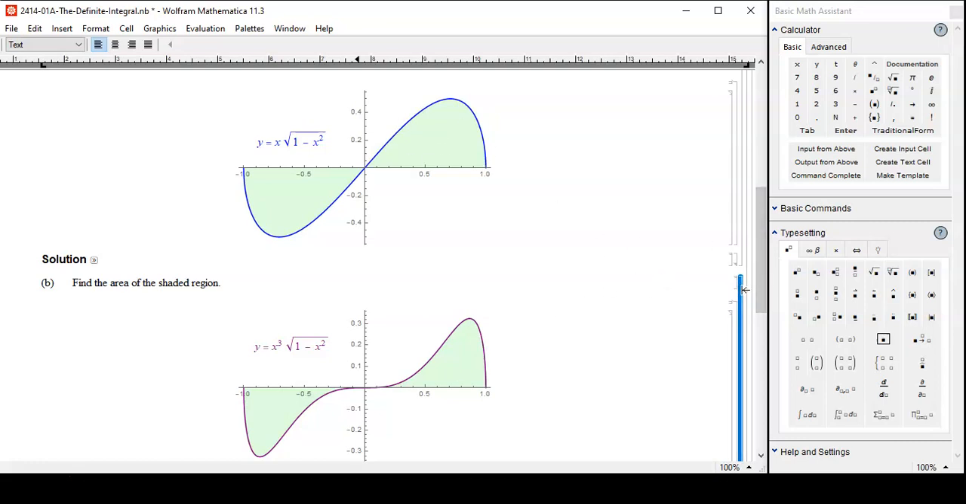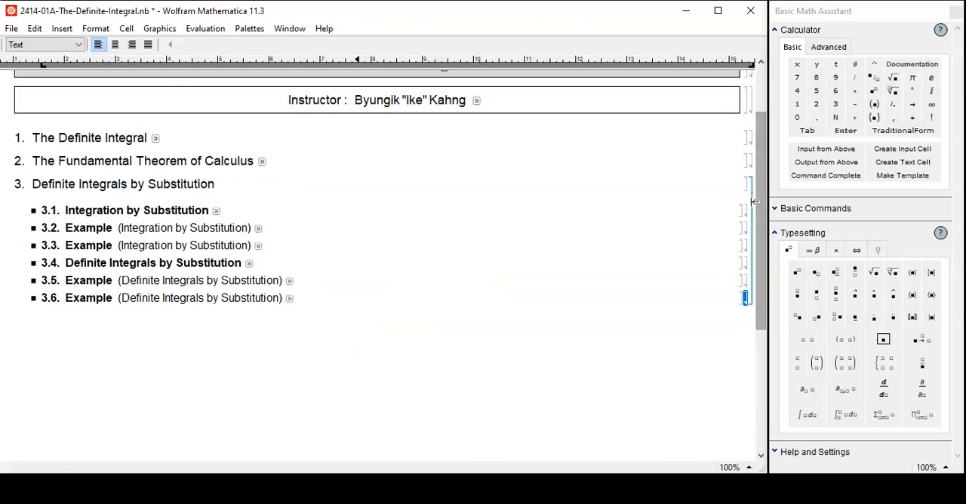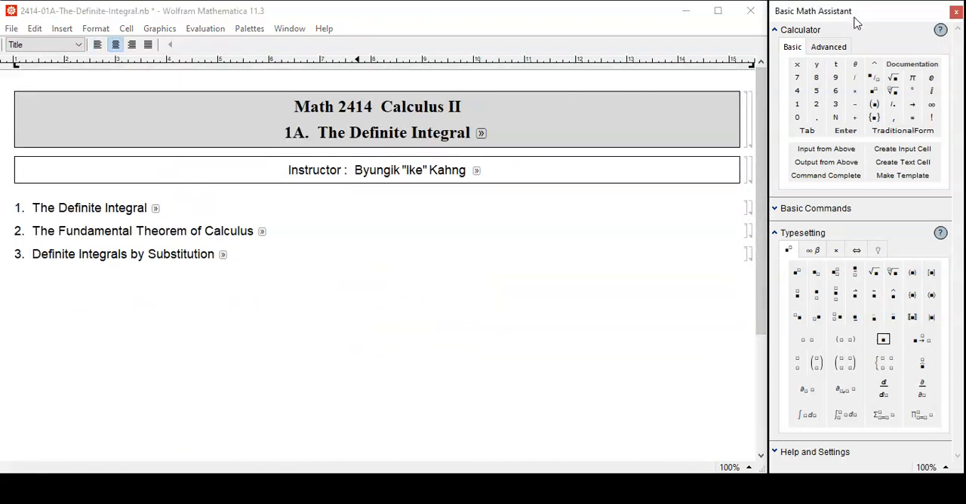Same goes over here. The details are left to the students, and I'll say this review is now complete. We are done with lesson 1A.